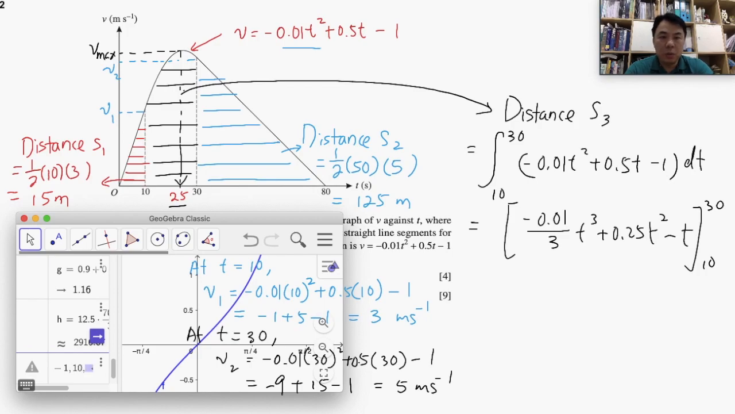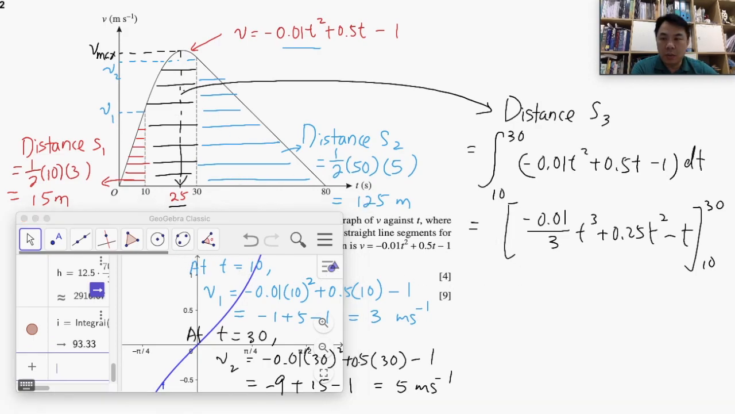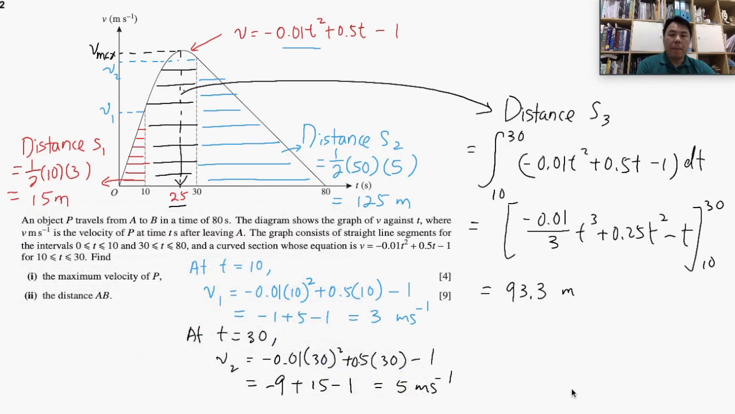From 10 to 30. So the area for this section, or the distance, is given by 93.3 meter. I think it's meter, so in this case, I'll leave it as meter. I hope you guys are clear how to find the area under the graph using regular geometry, and then with the help of calculus if it involves a curve instead of a straight line itself.